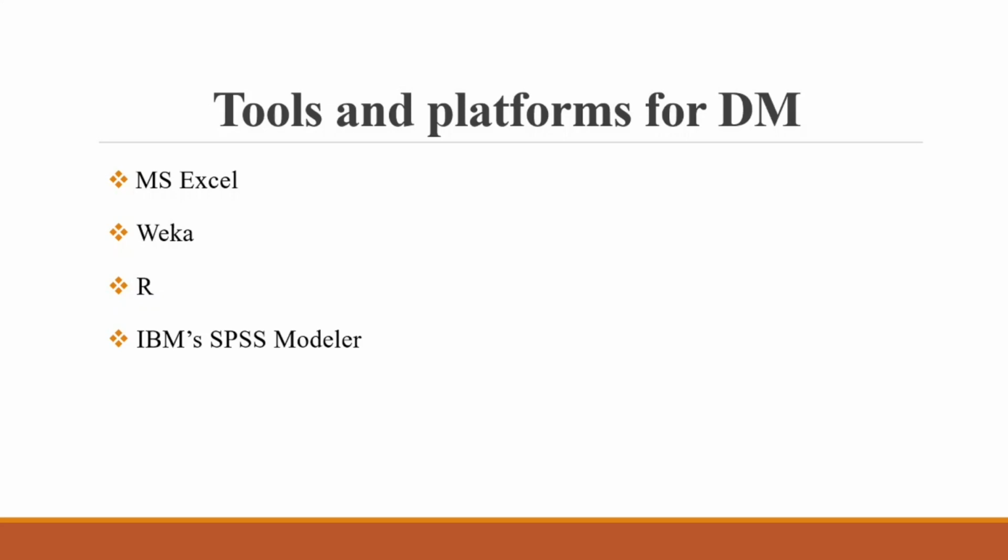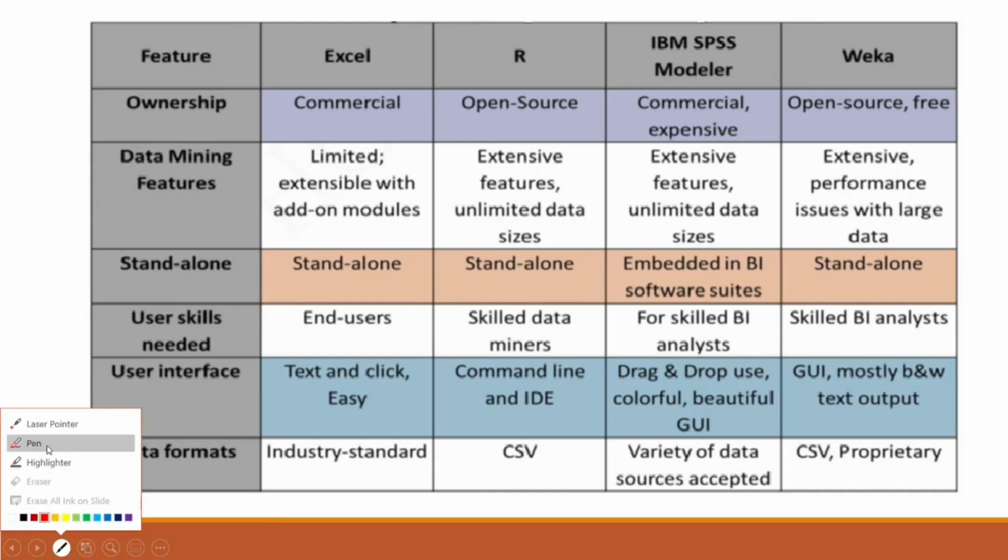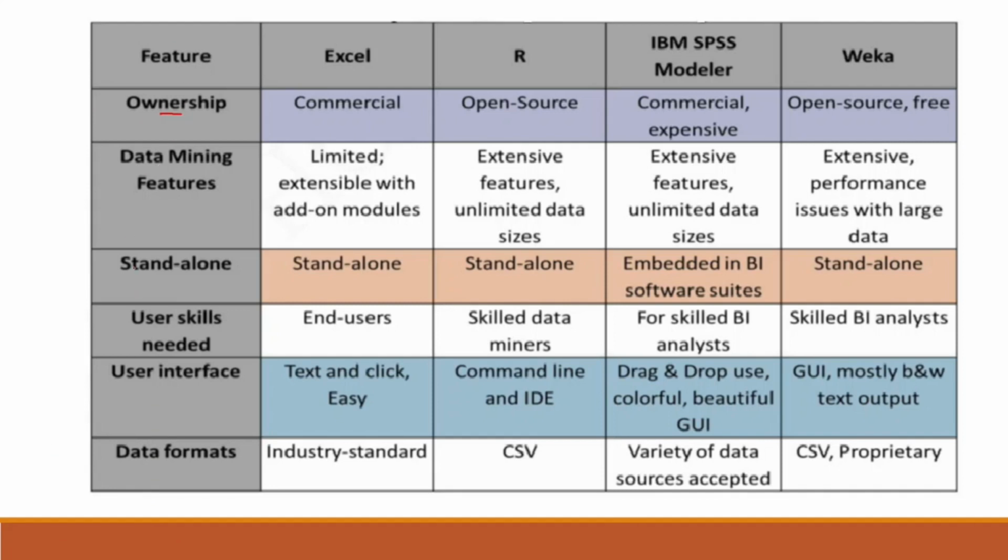Now let us have some comparison over these tools. Let us take these four tools: MS Excel, Weka, R, and IBM's SPSS Modeler. This is a small comparison with various values with respect to the various features, and these are in columns. We have the various platforms: Excel, R, then IBM's SPSS Modeler, and last we have Weka. Okay, so we'll start with the feature ownership.